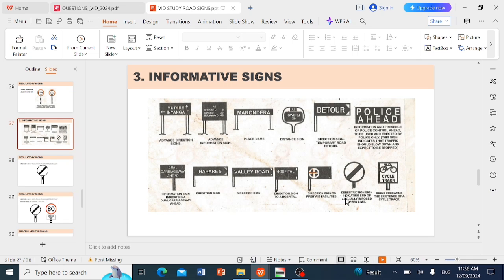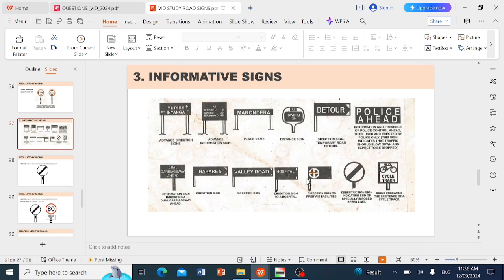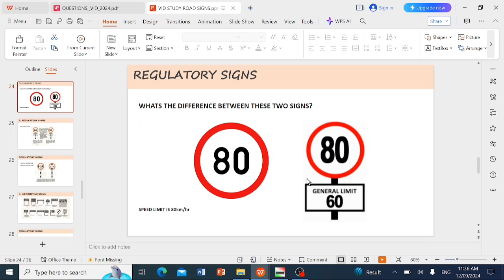The de-restriction sign indicates the end of a special imposed speed limit. Okay, so what do we mean by that? To simplify things, a de-restriction sign means cancellation of a previously imposed speed limit. Now each time we talk about a speed limit, we're talking about a restriction sign. A restriction sign, we know that we can find in the regulatory class. So I want us to look at this sign specifically here, 80 kilometers per hour.